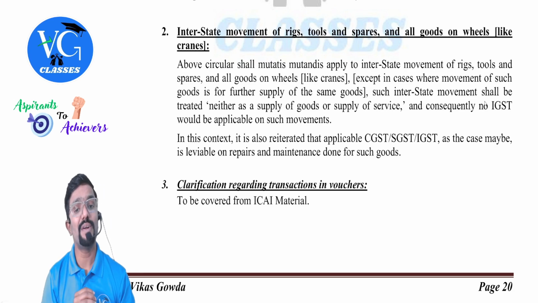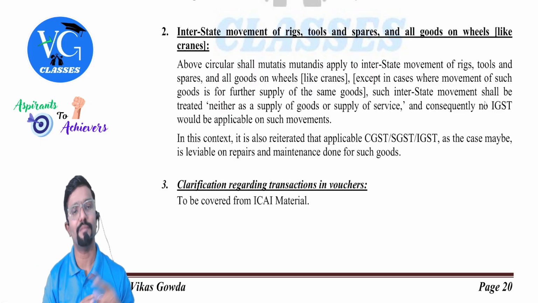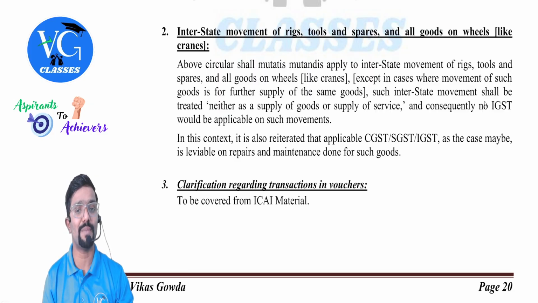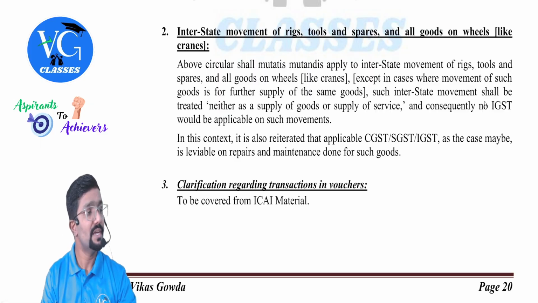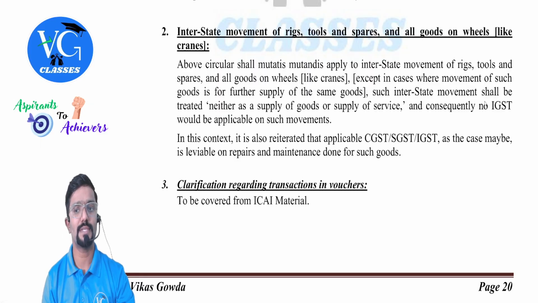Above circular shall mutatis mutandis. Mutatis mutandis means what? Same to same. So the above provision is applied same to same to interstate movement of rigs, tools and spares and all goods on wheels like cranes, except in cases where movement of such goods is for further supply of the same goods. Such interstate movement shall be treated neither as supply of goods nor supply of services. And subsequently, no IGST would be levied, guys.